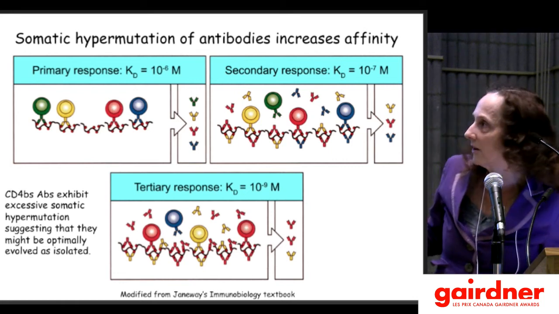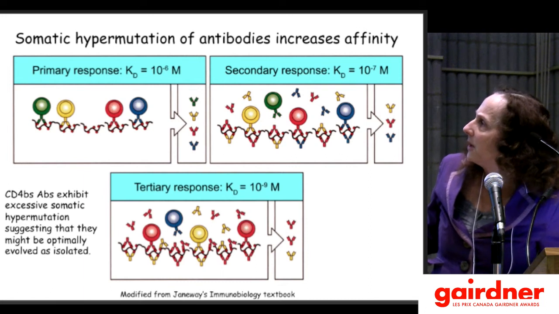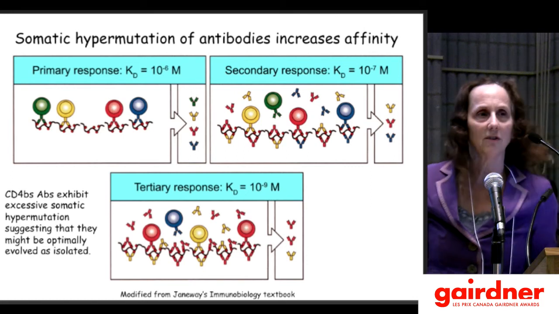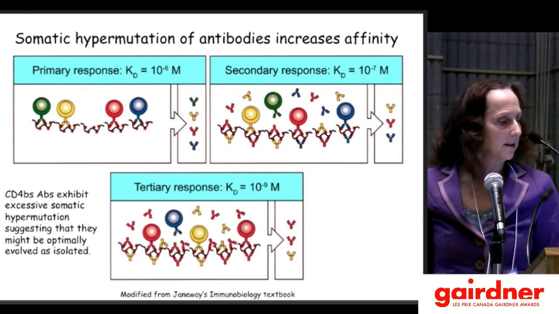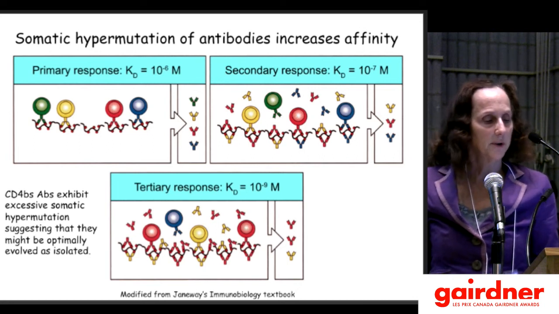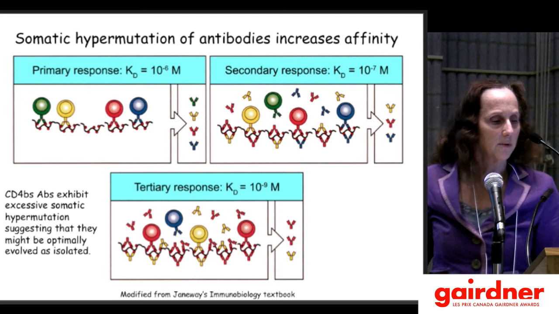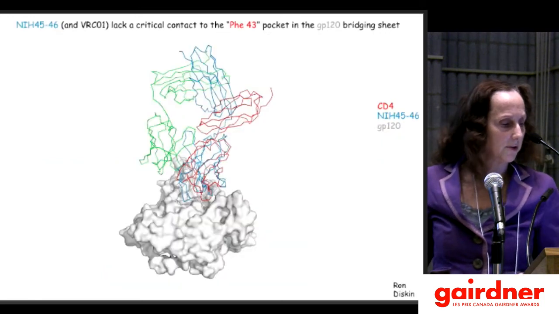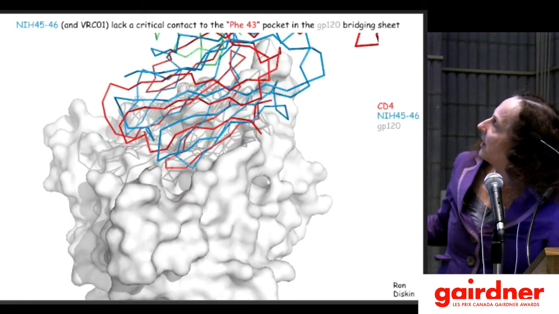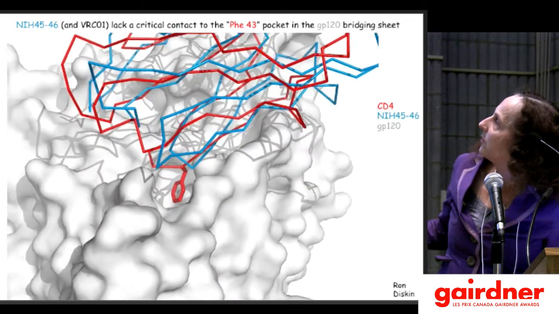So that's an aside. But anyway, if you think about that, maybe these CD4 binding site antibodies that have such excessive somatic hypermutation, maybe they're optimally mutated as they are isolated from the patient. But Ron didn't think so, and that's fortunate, because what he did was to look, and this is shown in a movie here, he looked at how this antibody was mimicking CD4.